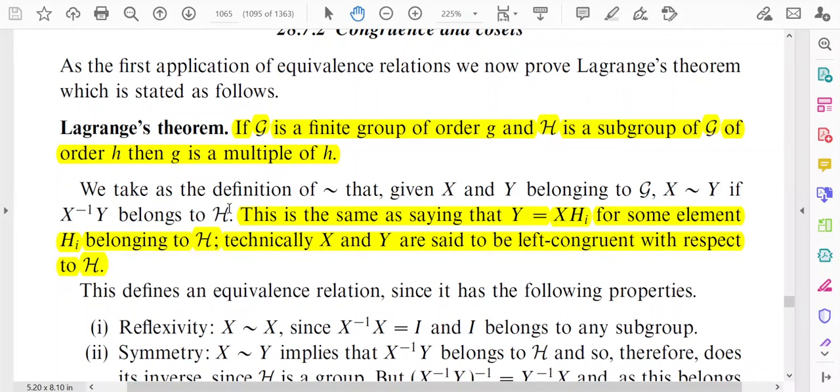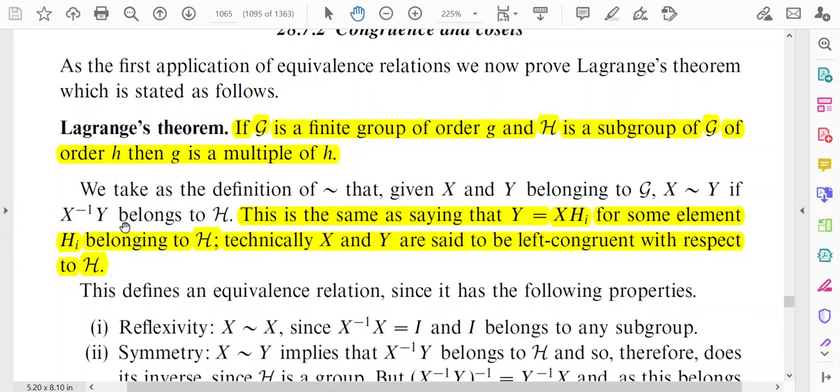Now, we take as the definition of equivalence that, given x and y belonging to G, x is equivalent to y if x inverse y belongs to H. We have to listen to this sentence very carefully: x and y belong to G, and x is equivalent to y means that x inverse y belongs to H. This is actually the definition of x is equivalent to y. But why this definition holds, we will explain now.